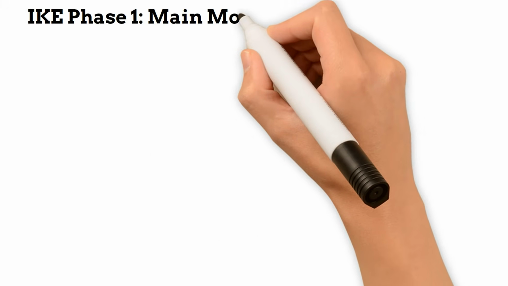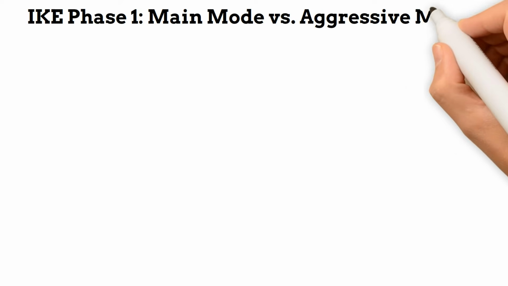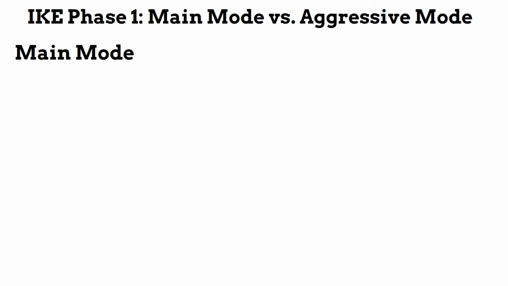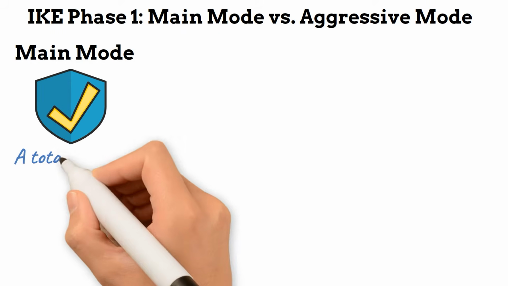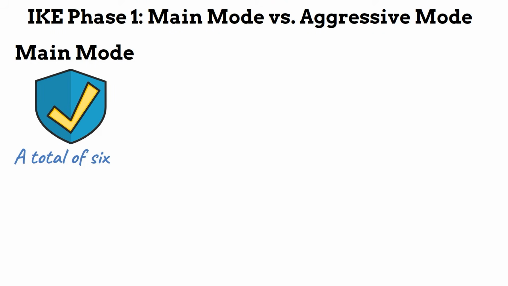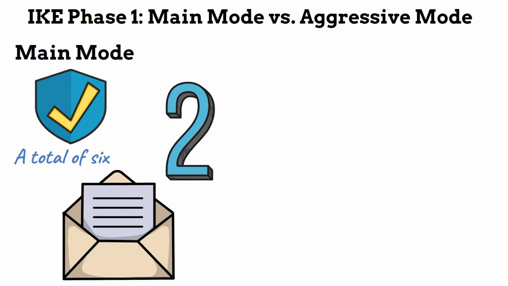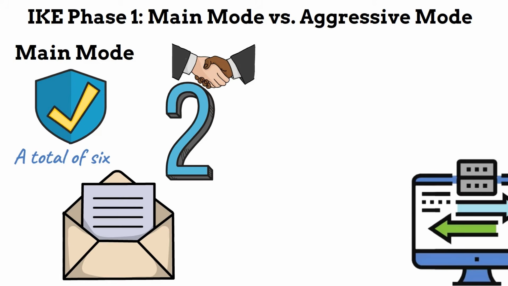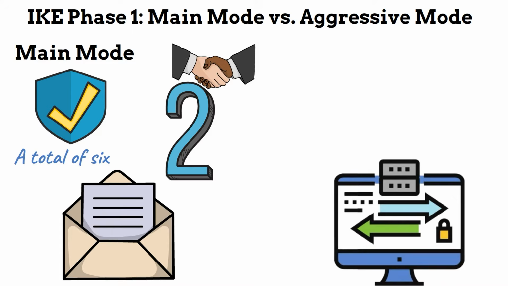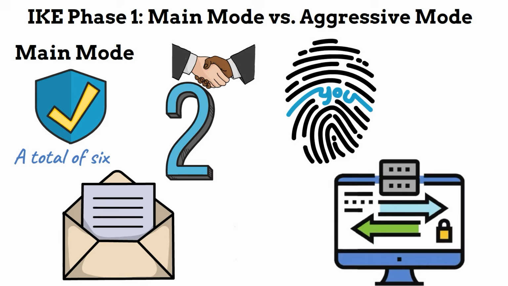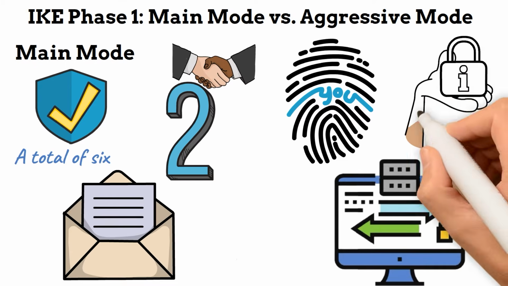Phase 1 modes. IKEv1 offers two ways to complete Phase 1. Main mode and aggressive mode. Main mode is the more secure and more common method, using a total of 6 messages to complete the negotiation. The first 2 messages are for negotiating the security policies. The next 2 are for exchanging Diffie-Hellman key material to create a shared secret key. And the final 2 messages, used to authenticate and identify each peer, are encrypted to keep identities private.